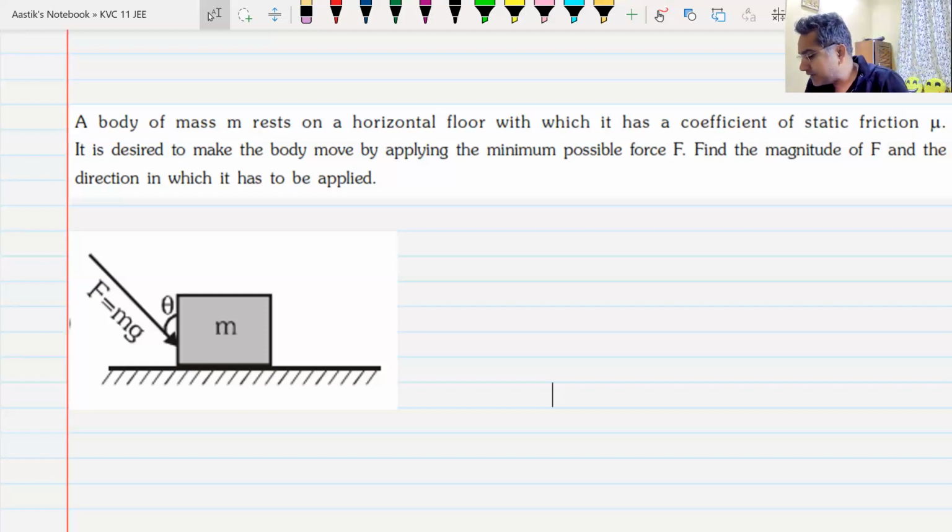A block of mass m rests on a horizontal floor which has a coefficient of static friction mu. It is desired to make the body move by applying the minimum possible force F. Find the magnitude of that force and in which direction it has to be applied. So you have to find out the value of theta and F.